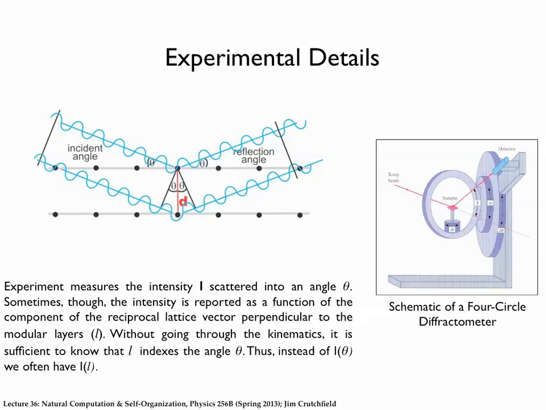One way to do this kind of experiment is using something called a four-circle diffractometer. Here's just a little schematic, and I have a little GIF on the next page for you to look at. The idea is that you put a crystal in here, shine an X-ray beam, and measure the intensity of the reflected radiation.